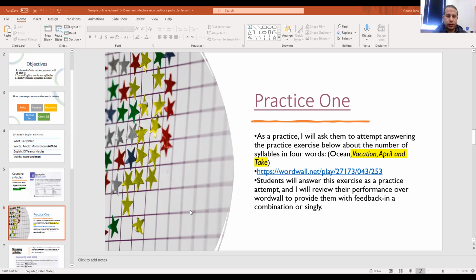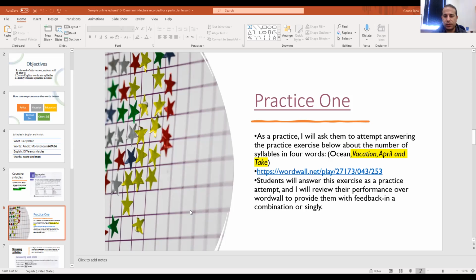The first word, determine. Where is the stressed syllable? What do you think? The last one? Okay. It's wrong. This is the second one. Determine. This is the second one. Okay, let's go to the next one.